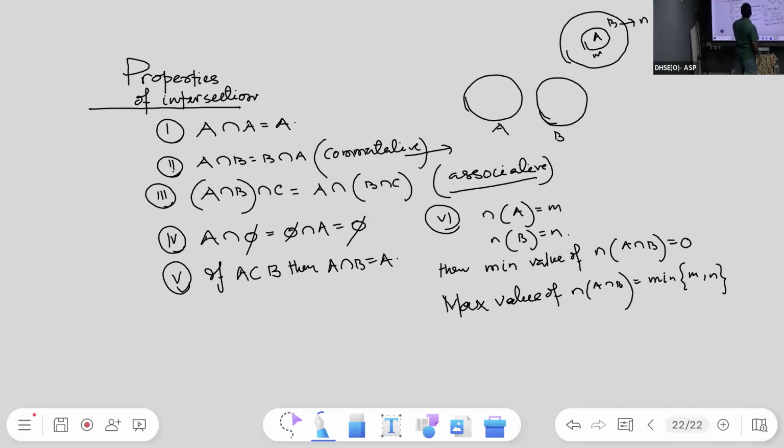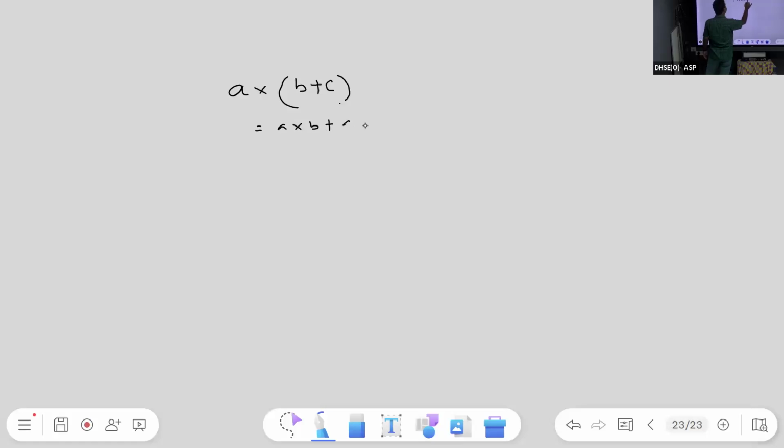Okay, let's move forward. Then there is a property involving union and intersection. That property is called distributive property. In Odia, it is known as Bantoniyam. Multiplication is distributive over addition, that is A into (B plus C) is equal to A into B plus A into C. This is called a distributive property, right?